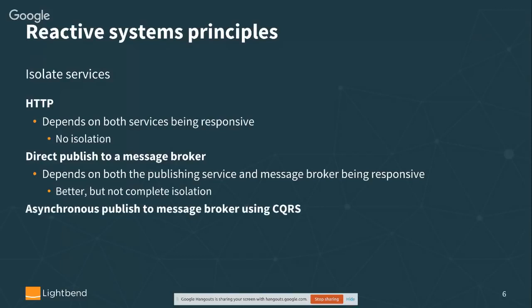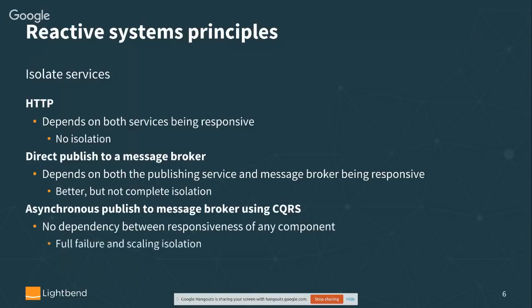So what we really wanted to try and do is make all operations asynchronous. And this is done using CQRS. So if you can separate your commands, so the things that come in and update your local state, from queries, and that includes publishing messages to a message broker, then you end up having no dependency between the responsiveness of any component, and you achieve full failure and scaling isolation, and are able to take the full advantage of your cloud-native platform.